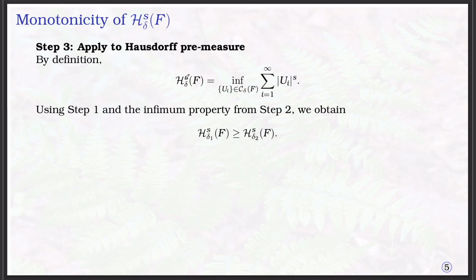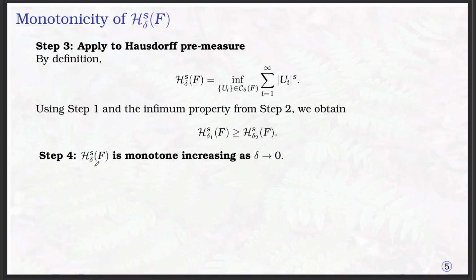By the definition, Hs of F is defined as the infimum over all the possible covers mu i belonging to C delta of F, taking the sum of mu i to the power S. We need to find the infimum among all of these. This is Hs. Using step 1 and the infimum property from step 2, we obtain H delta 1 of F greater than H delta 2 of F with respect to the same S. It is greater than.